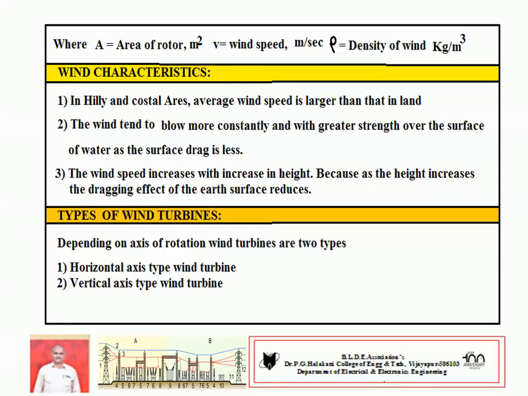Okay. Then what are the wind characteristics? In hill and coastal areas, the average wind speed is higher than on the land. Hence, it is more suitable. Now we are seeing wind power plants located in hill and coastal areas. The wind tends to blow more constantly and with greater strength over the surface of water, because at the water surface the drag effect is less.